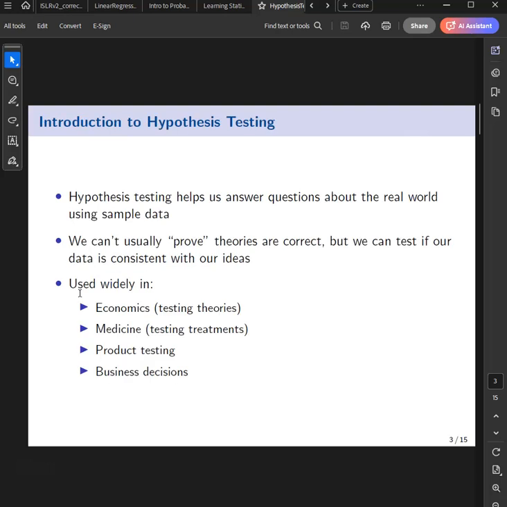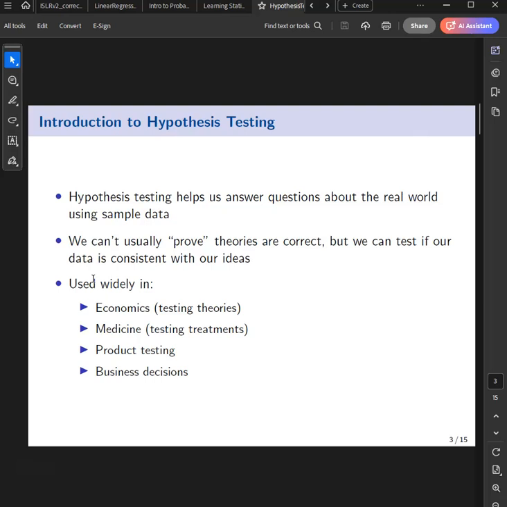So to begin with, hypothesis testing is one of the most fundamental and important tools in statistics. It helps us answer real-world questions using sample data, and we collect data to see if it supports our ideas about how things work. An important point to remember is that we can't usually prove our theories are correct with absolute certainty. Instead, we test whether our data is consistent with our ideas.